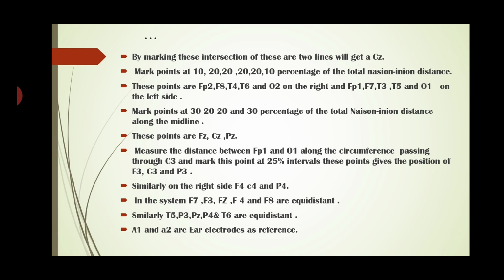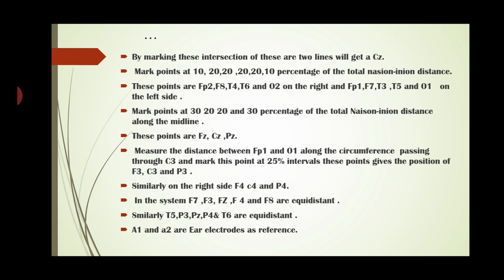Mark points at 30, 20, 20 and 30% of the total nasion-inion distance along the midline. These points are Fz, Cz and Pz.